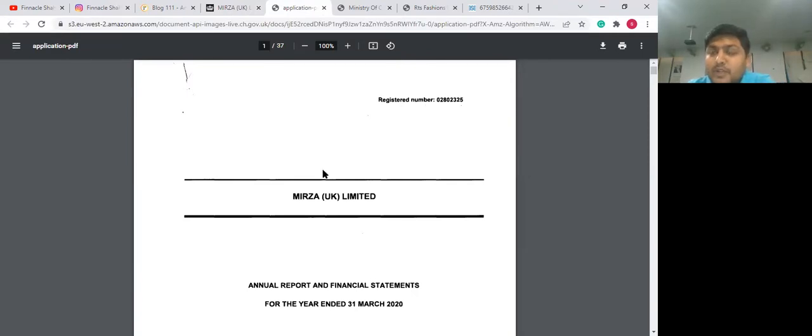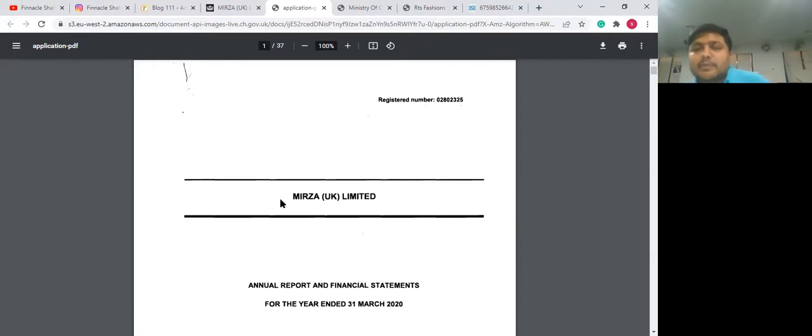So I just showed you how to download a UK company's financials, even if it's a private company. You can download it from the UK equivalent of the MCA website. And this is the annual report of Mirza UK Limited. Why are we doing this? Once again, to find out who actually owns this business and what this business does.